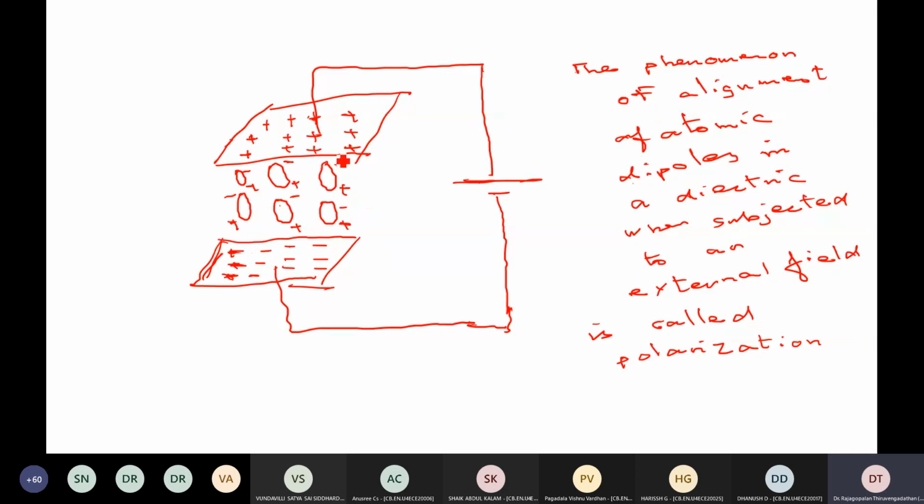So this process of polarization happens as long as there is charging of this capacitor. I can picture it as having two conducting plates. Okay, let me come on the screen for a minute.